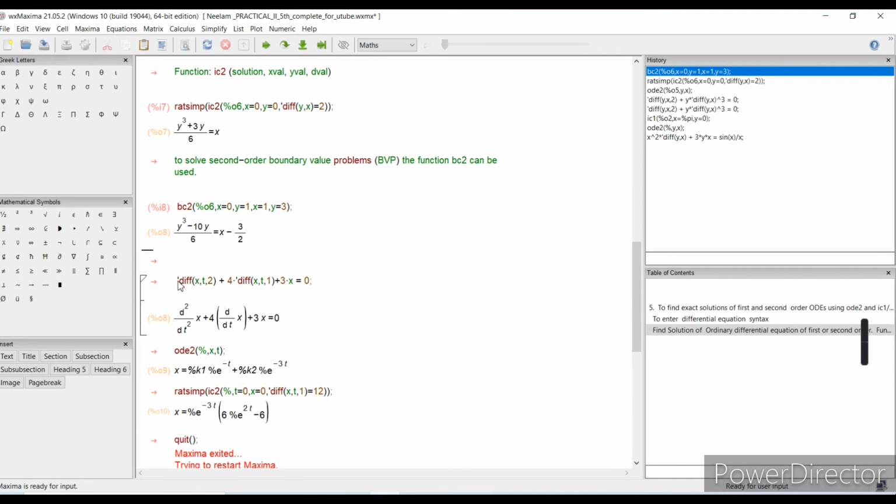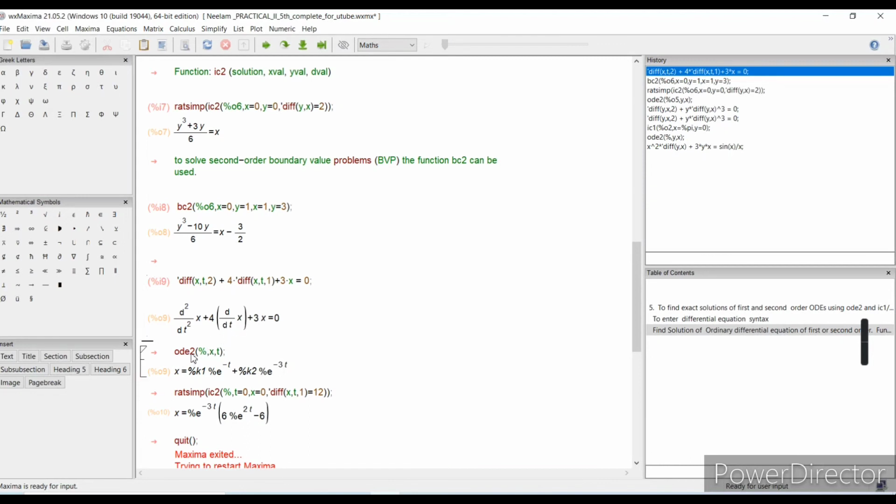So how to enter this one? Write del, diff x, t, second order, so you will write 2 here, plus 4 dx by dt plus 3x is equal to 0. So first I will enter this one. So it becomes my input 9 and the corresponding differential equation is this one. First I want to find the solutions. Here my dependent variable is x and independent variable is t.